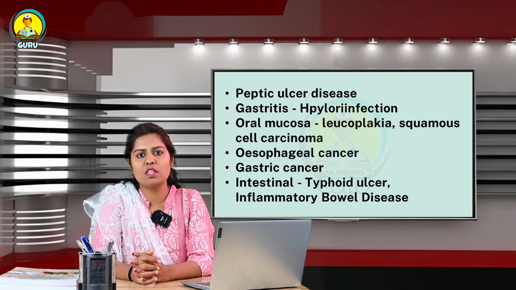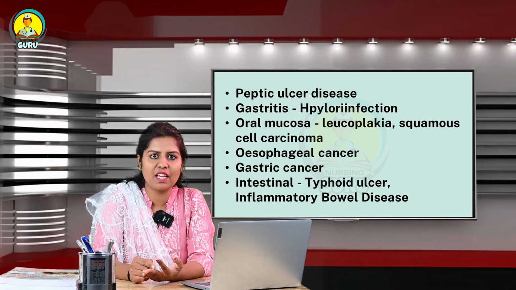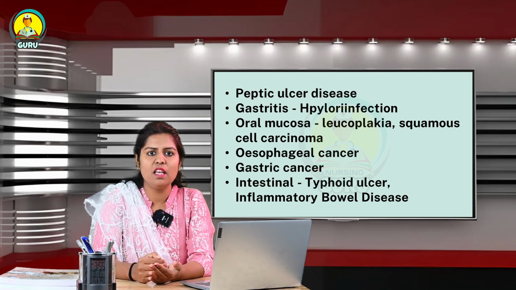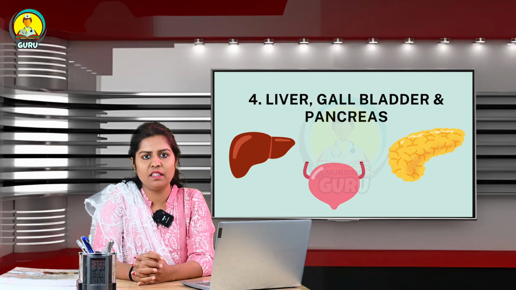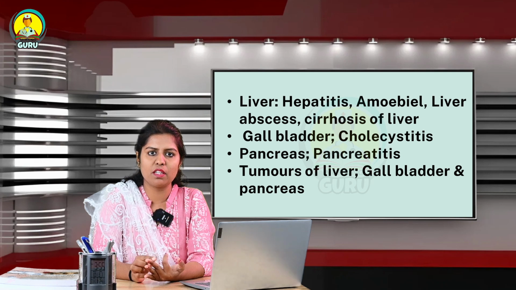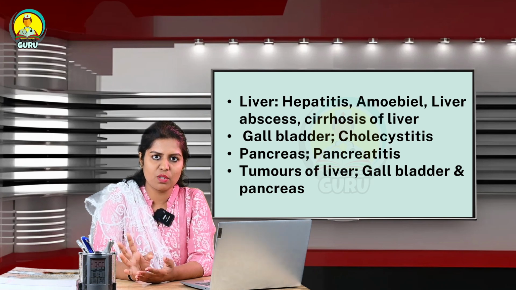Next, in oral mucosa, oral leukoplakia, then squamous cell carcinoma, then esophageal cancer, then gastric cancer, then intestinal typhoid, ulcer, inflammatory bowel disease. Here inflammatory bowel disease is very important, and typhoid is also important. Then colorectal cancer, liver, gallbladder and pancreas. Under the liver, hepatitis, amoebic liver abscess, cirrhosis of liver. Here hepatitis and cirrhosis of liver are important questions. Either they will ask hepatitis or they will ask cirrhosis of liver.